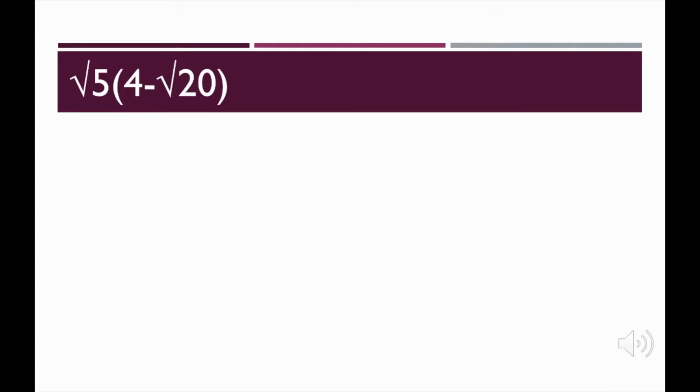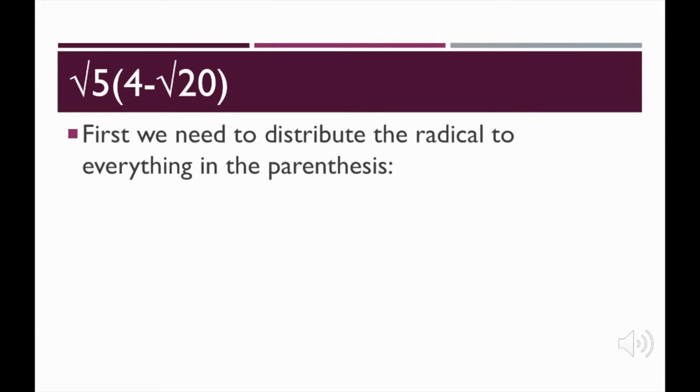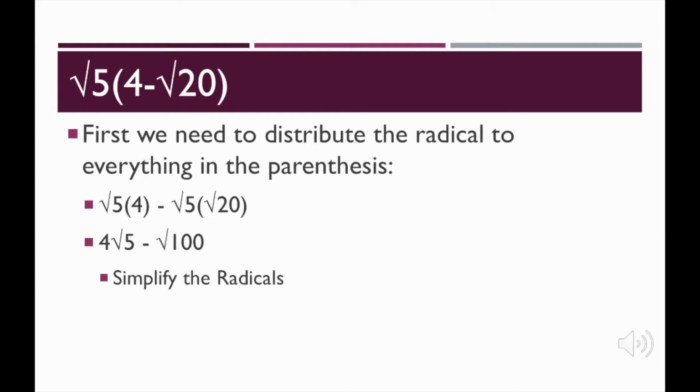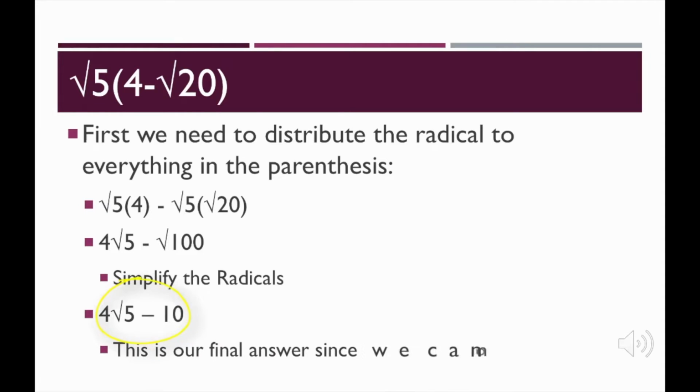In our next example, we have the square root of 5 times 4 minus the square root of 20. First, we need to distribute the radical to everything in the parentheses. So we get the square root of 5 times 4 minus the square root of 5 times the square root of 20. The next thing we do is we simplify. So we get 4 times the square root of 5 minus the square root of 100. Next, we simplify the radicals. 4 times the square root of 5 doesn't simplify any further, but then the square root of 100 is 10. So our final answer is 4 times the square root of 5 minus 10.